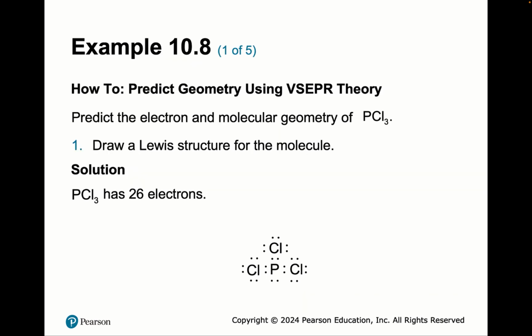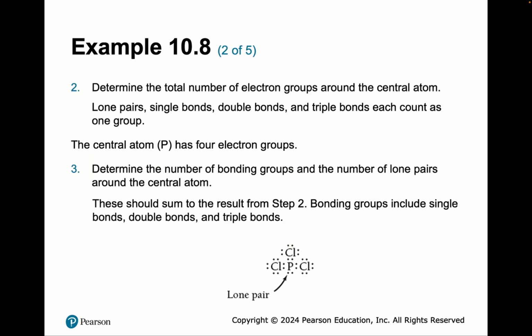So let's predict the geometry using valence shell electron repulsion theory. So VSEPR, sometimes called VESPR, but I know it's VSEPR, valence shell electron pair repulsion. So start with the molecular geometry of phosphorus trichloride. So we draw the structure as before.